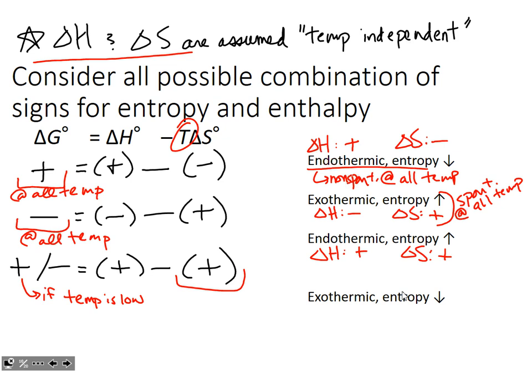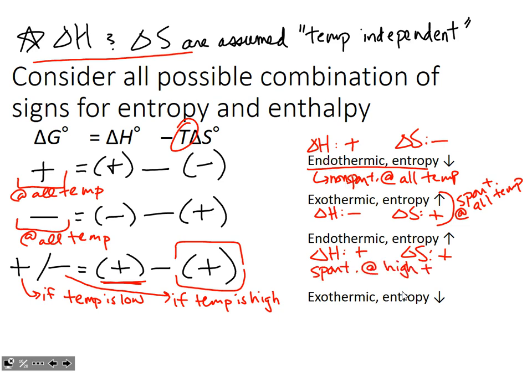But when do you get a negative number? Well, you get a negative number if that second bit, this bit right here, is actually very large. If it's larger than the first bit, than the delta H, then you'll have a negative number. So when is it negative? If temperature is high, because the temperature is what is controlling the magnitude of the second portion of this subtraction. So this endothermic process, where entropy increases, is spontaneous at high temperatures, but non-spontaneous at low temperatures.